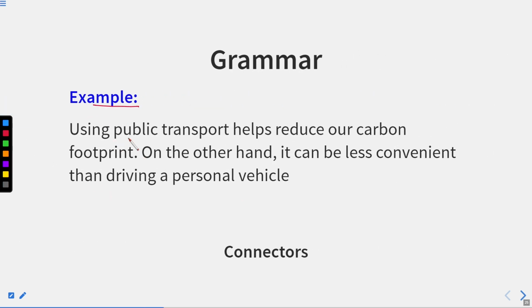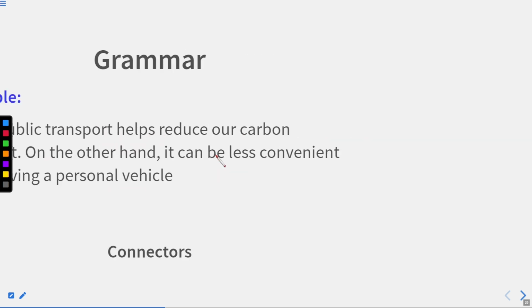For example, using public transport helps reduce our carbon footprint. On the other hand, it can be less convenient than driving a personal vehicle. So here you can see the convenience issue, and here, using public transport helps reduce, you are seeing the help that you are deriving from using public transport.